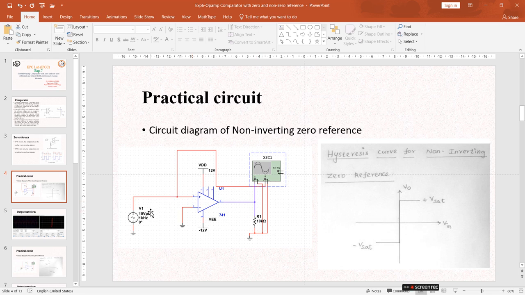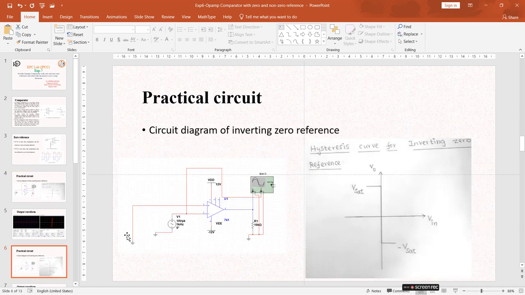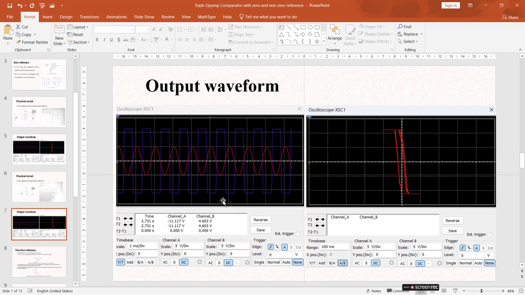The difference from the non-inverting is where we apply the input source: to the positive terminal in non-inverting, and to the negative terminal in inverting. The hysteresis curve is also inverted compared to the previous example. So V saturation and V minus. The expected output is that we get the output on the negative side.